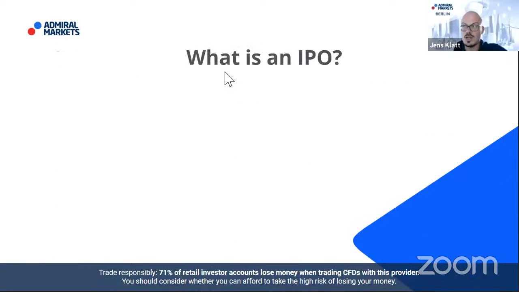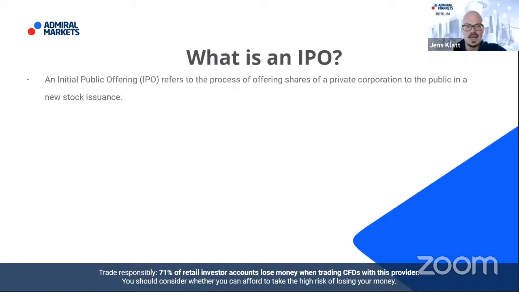And yeah, we now want to dig into today's topic and answer the question: what is an IPO? Wait, let me just open a tab here. Okay, this is good. And then we will go through the first bullet point. IPO is short for initial public offering. And initial public offering in this case refers to the process of offering shares of a private corporation to the public in a new stock issuance. So this is what an IPO is, in fact. And public share issuance here allows a company to raise capital from public investors.